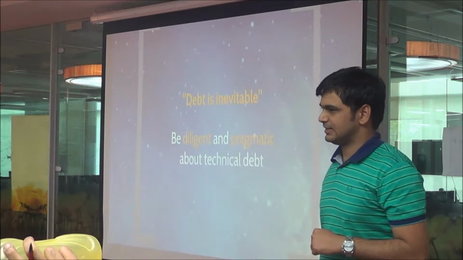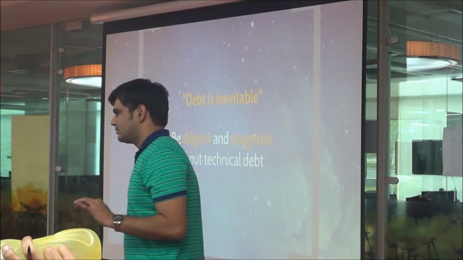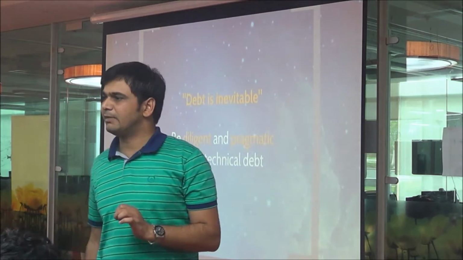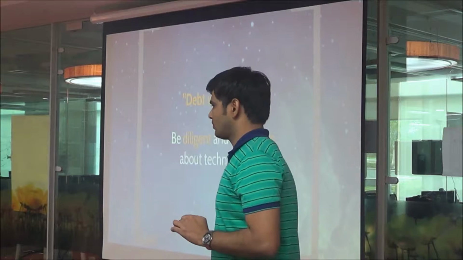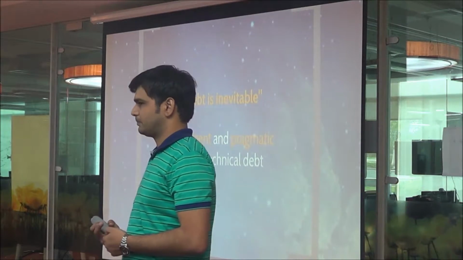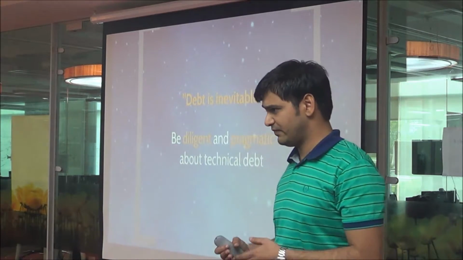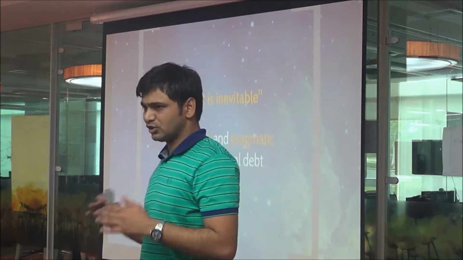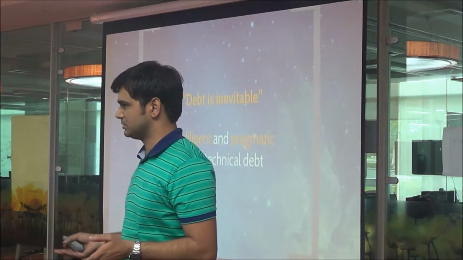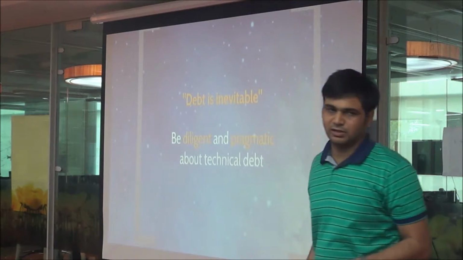So this is what I was saying, that debt is inevitable. And we can't escape the technical debt. The only thing we can do with debt is we can manage it. And the important thing is we need to be diligent. Diligent in the sense we need to care about it. And we need to be pragmatic about it. That's what I was saying, that we cannot stop our development work and start repaying technical debt for a year. It's not possible. And it's not recommended also.